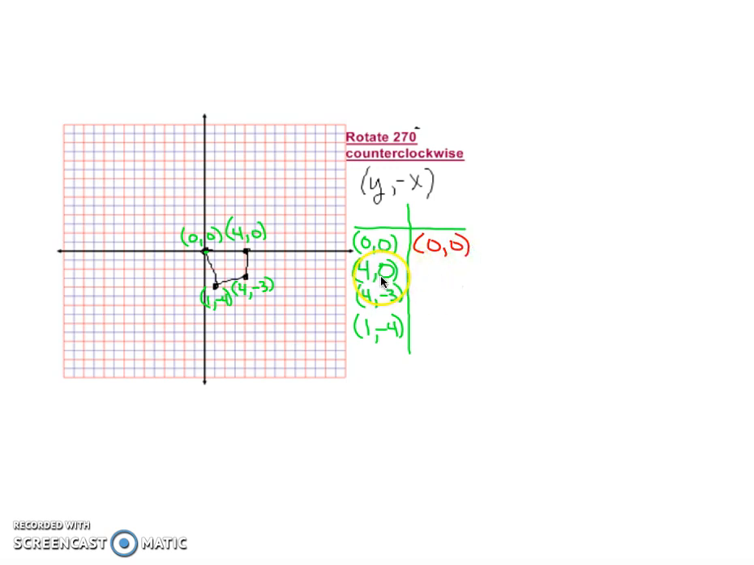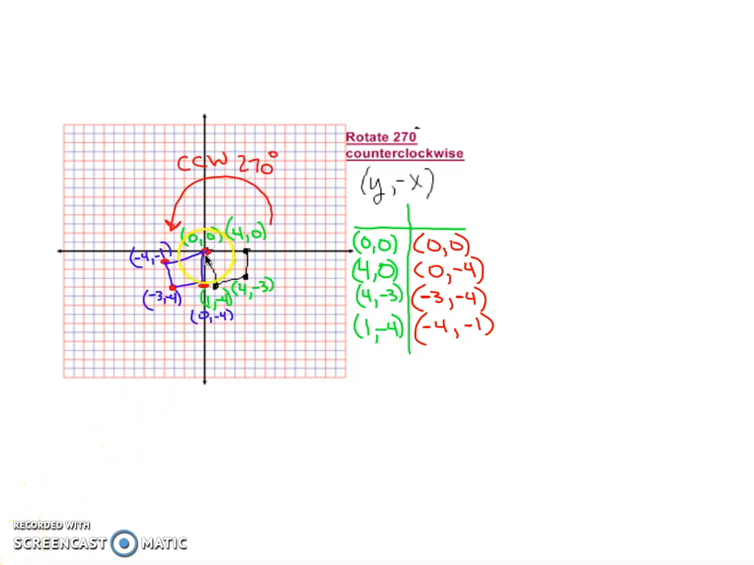So if you take 0 and you put it first, that's actually not going to change that one at all. So we would still have (0, 0). But if we look at this next one, if we take our y value and put it first, then we'd have 0. And then it wants us to take our x value, which was 4, and make it the opposite. So in this case, it would be negative 4. Go ahead and see if you can do these last two here. Okay, so just to check our answers, you should have gotten (0, 0), (0, -4), (-3, -4), and (-4, -1). Our next step is to actually plot these points on the graph to see our counterclockwise rotation of 270. So go ahead and plot those points on the graph now.